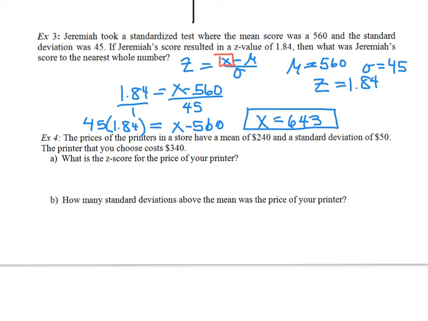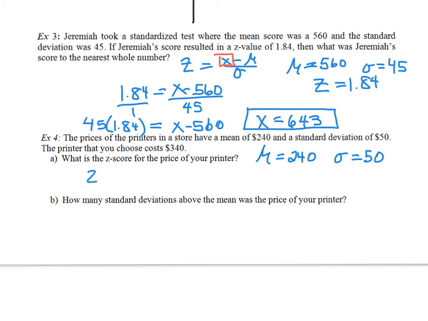In example number 4, we're comparing prices. So the prices of the printers in a store have a mean of $240, so that's our mu, and a standard deviation of $50. The printer that you chose costs $340. So what is the z-score for the price of your printer?